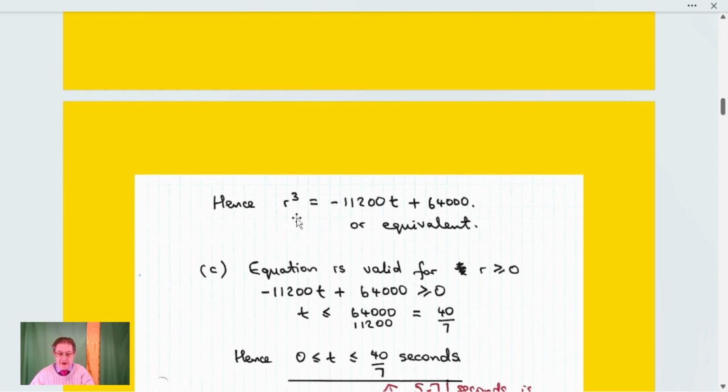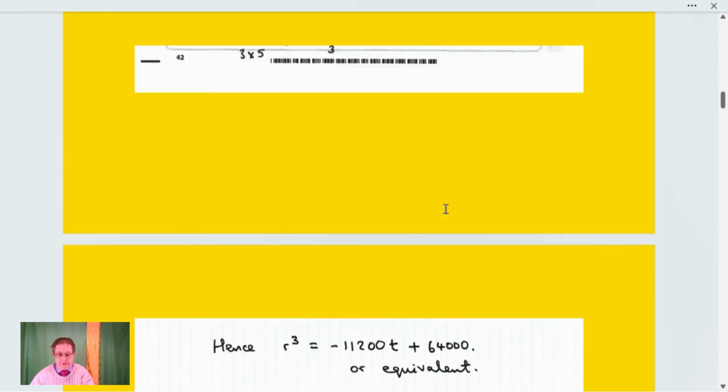The question doesn't ask us to find r as the subject. R cubed will do here. What we do want is exact numbers, not decimals, in these positions.